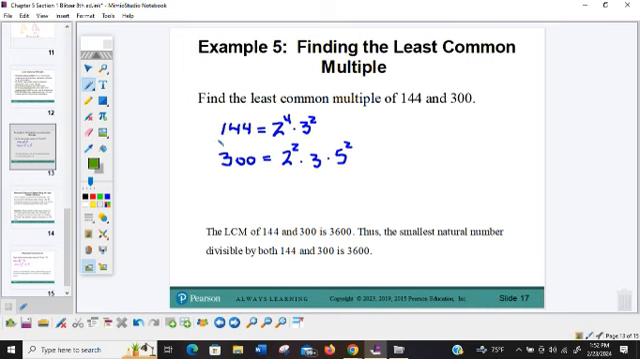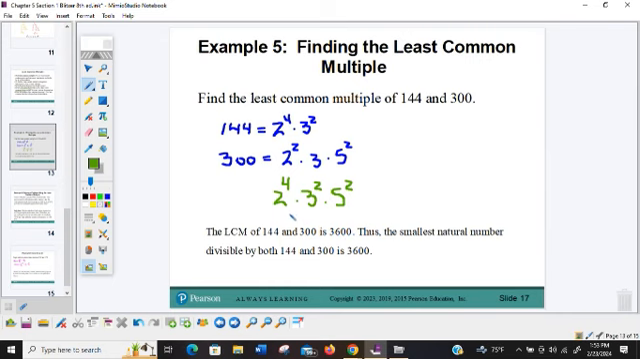The factor tree for 144 would be 2 to the 4th times 3 squared. The factor tree for 300 would be 2 to the 2nd times 3 times 5 to the 2nd, or 5 squared. Okay, now let's follow the rules. We want to put everything we see. I see a 2, I see a 3, and I see a 5. And I know it says least, but we want to pick the greatest exponent. So it's going to be 2 to the 4th, 3 to the 2nd, and 5 to the 2nd.